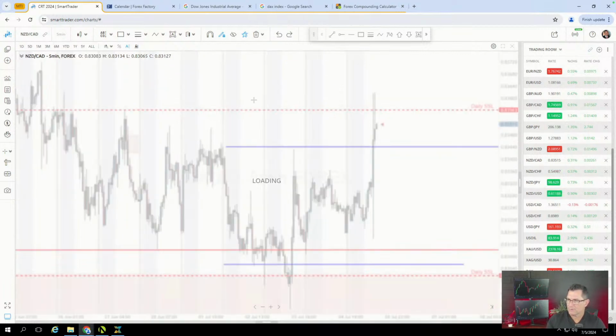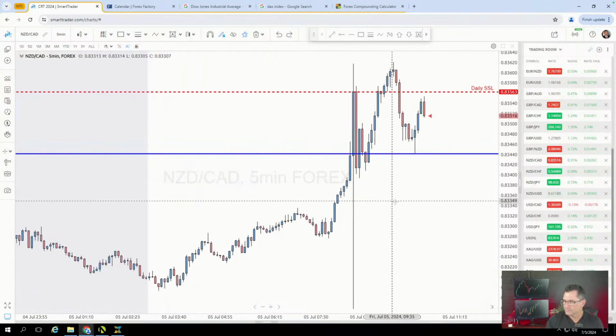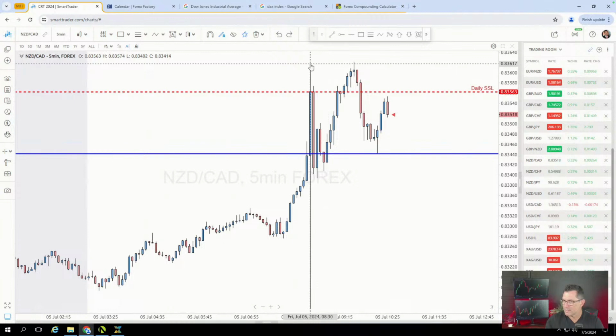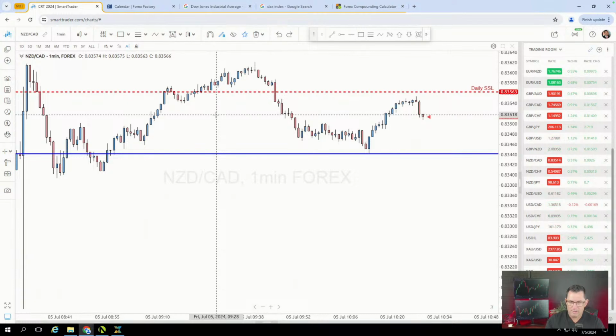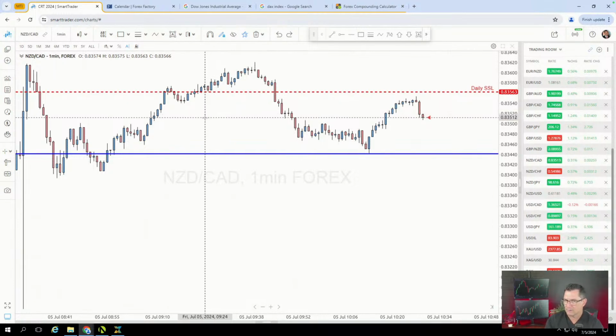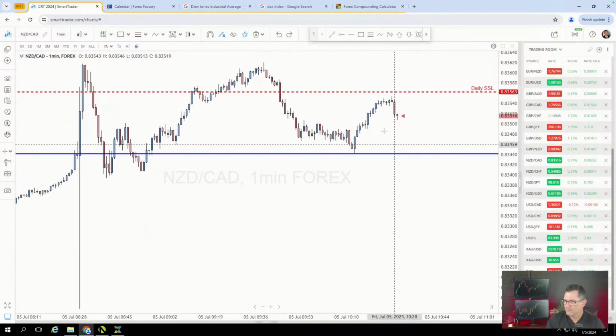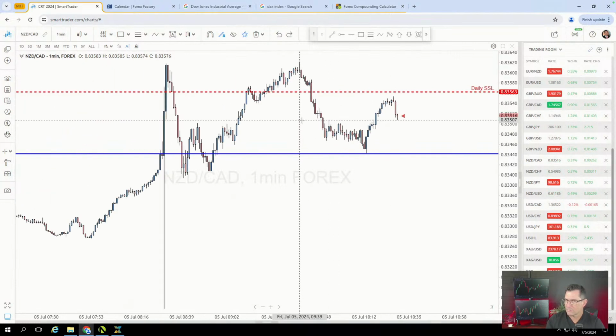Let me see if I got a reversal here. It's on a 5-minute time frame. Just looking for a reversal play. Nope. Going down all the way down to the 1 hour. Sorry, the 1 minute. 1 minute right here.